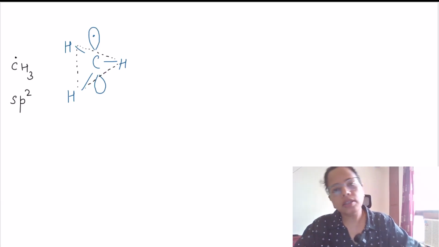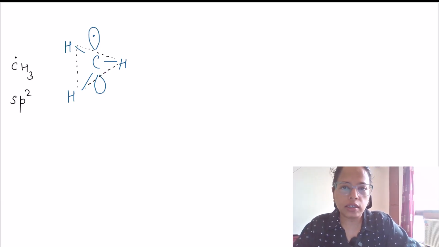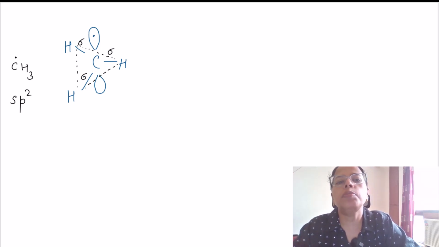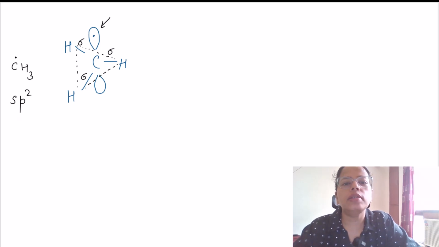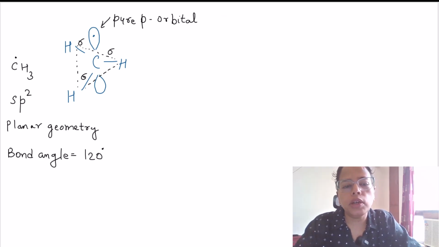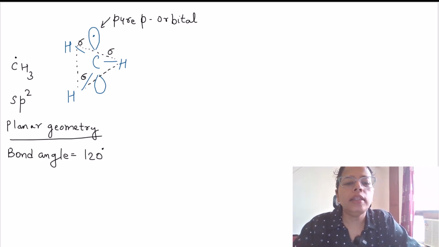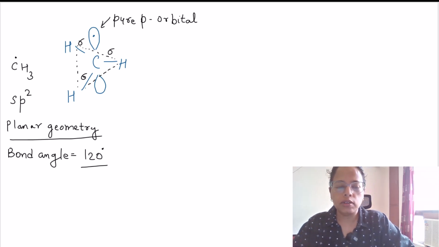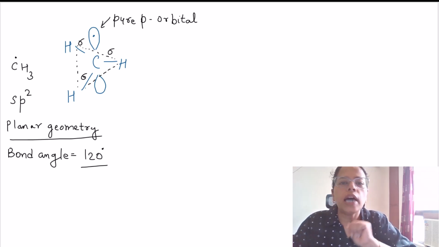Now we can compare this situation with the methyl free radical. The carbon has 3 sp2 hybrid orbitals, which are bonded to 3 hydrogens through sigma bonds. So there are 3 sigma bonds, and there are 3 sp2 hybrid orbitals of carbon, and the unpaired electron, that is the radical electron, stays in the pure p orbital, which is unhybridized. So the geometry is trigonal planar, or planar geometry, and the bond angle is around 120 degrees. So this is the situation for the methyl free radical.